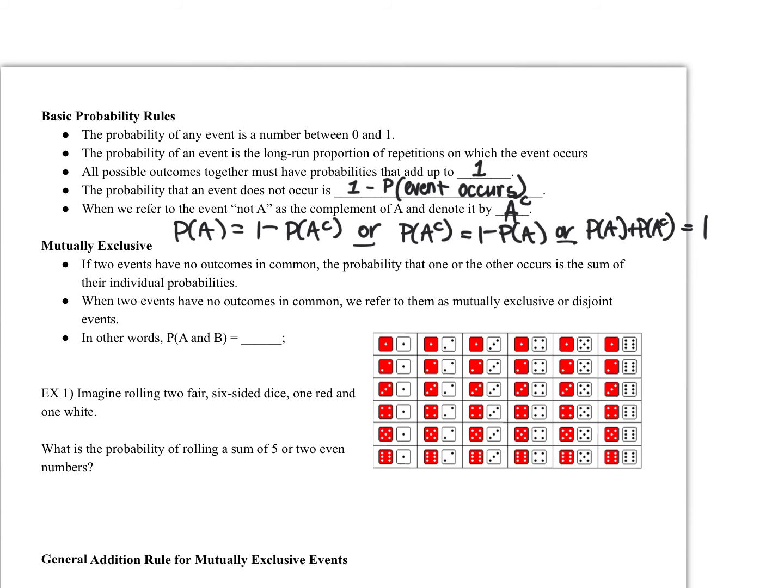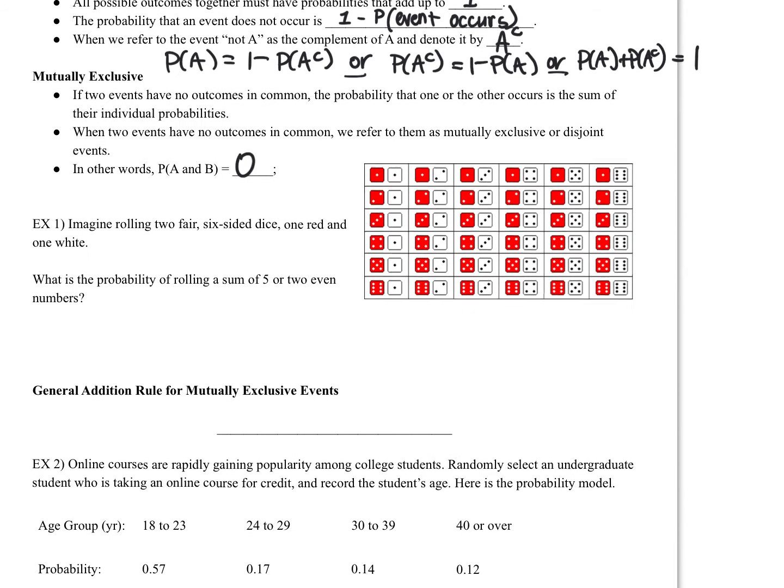When 2 events have no outcomes in common, we refer to them as mutually exclusive or disjoint. So in other words, the probability of those 2 events occurring together is 0. They cannot occur together. And it's easiest to talk about mutually exclusive events through examples, which is what we are going to do next.